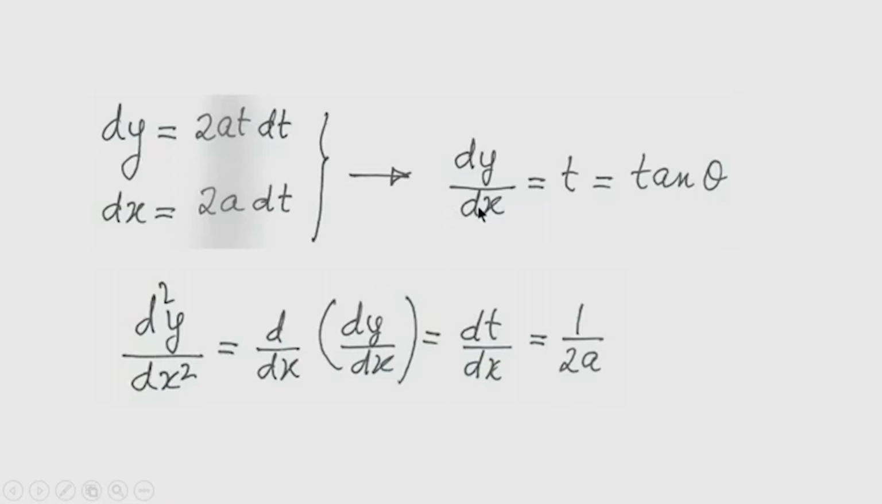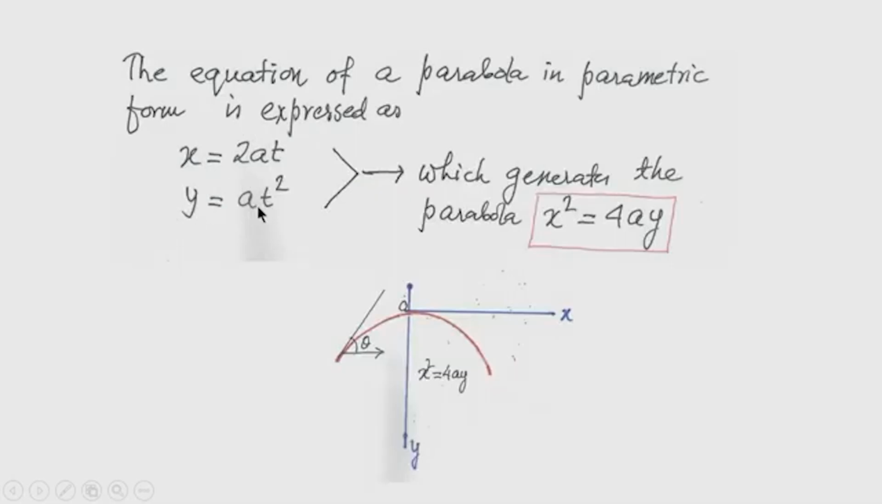dy by dx will be t equal to tan theta, because first we differentiated y and it becomes 2 t, because if I differentiate t square it becomes 2 t dt and a is there, and when we differentiate x, then it will be twice a, because differentiation of t is 1.